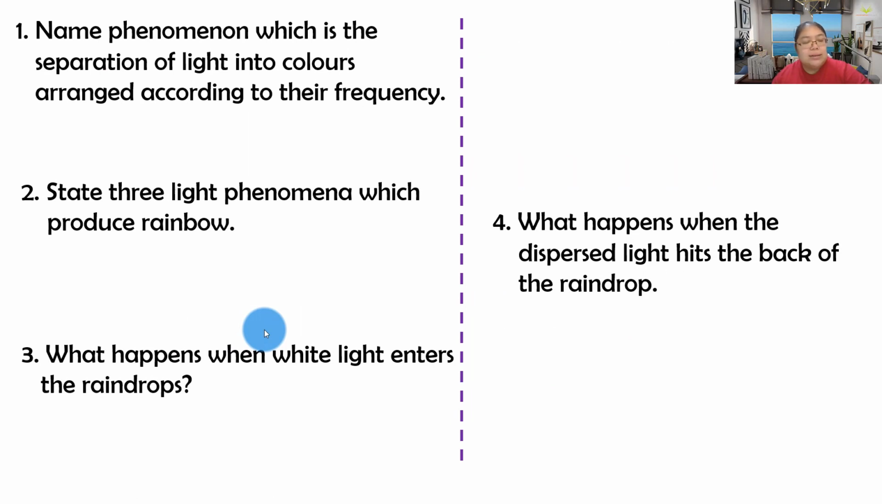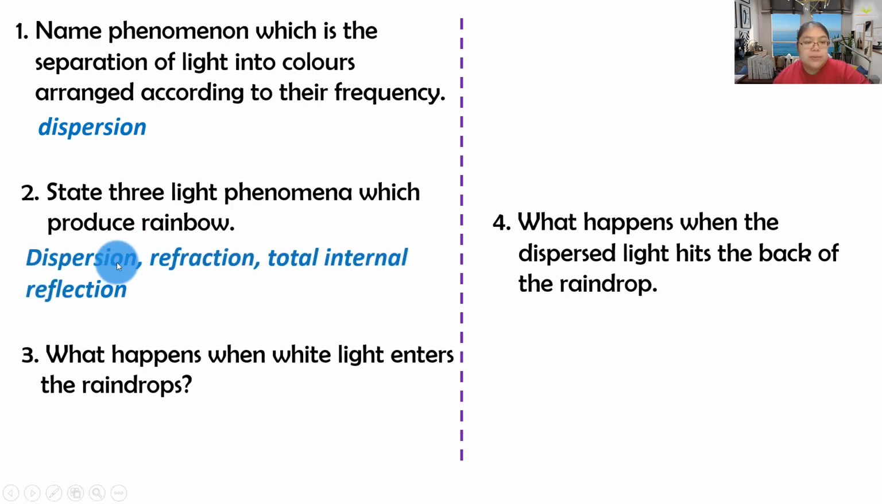Okay, let me go to answer the question. Name the phenomenon which is the separation of light into colors arranged according to their frequency. So this phenomenon that separates the light, we call it dispersion. Okay, now we need to state the 3 light phenomena that produce a rainbow. First one, we know there's dispersion because it separates the 7 colors. After that, when the light goes into the droplets, there's refraction. Inside the droplets, there's total internal refraction. So these are the 3 phenomena: dispersion, refraction, and total internal refraction.